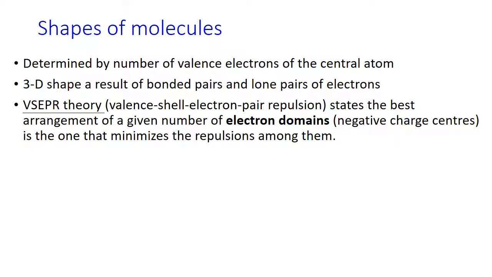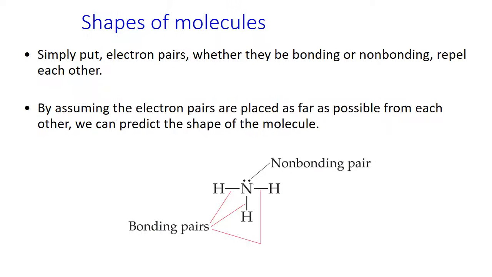Rather than call them electron domains, it's basically where the electrons are, so where the negative parts of molecules are. The best arrangement is one that reduces the amount of repulsion between these electron domains, or between electrons, basically. As simply as possible, electrons don't like to be next to each other. We've already seen that in the last unit. Electron pairs are negative. They don't want to be anywhere near other electron pairs, whether they're bonding or non-bonding. So they're going to repel, like charges repel. So assuming the electron pairs are placed as far apart as possible, we can predict shapes of molecules.